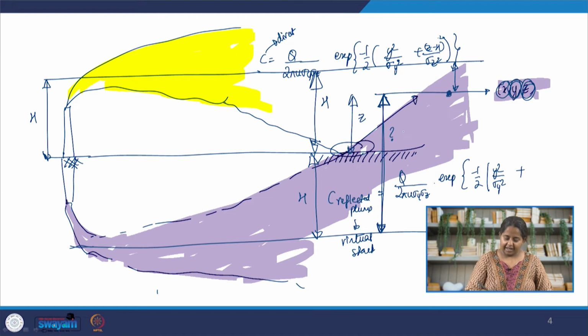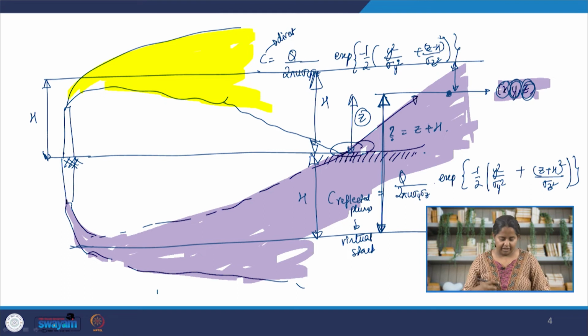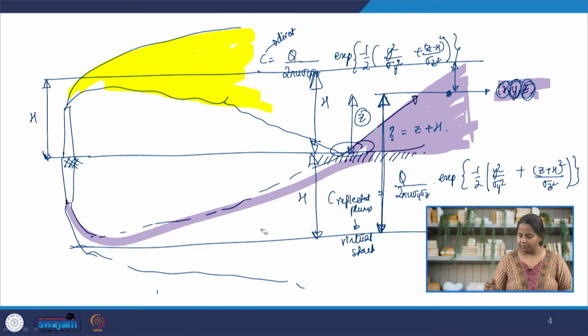Now this height, this question mark height, is simply small z, which is the height of this point from the ground, plus the height of the virtual plume, which is capital H. So here we will have (z plus H) whole square divided by sigma z square, and we need to now add these two. So let us do that. I will clear up the plume color so that we have more space to write, but I hope you still realize that we are talking about the summation of the reflected plume and direct plume.